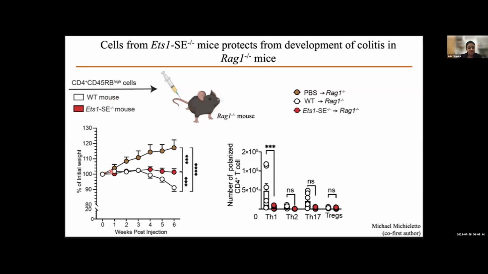And interestingly, we observed that, as expected, the wild-type injected mice started to lose weight, indicating development of colitis in this mouse. However, mice that were injected with knockout cells did not lose weight. They could maintain their weight at significantly higher levels than the wild-type mice, indicating some defect in them. And we saw significantly fewer Th1 cells in these mice, suggesting that the defective Th1 polarization that we observed in vitro was also replicated in vivo in the mice.